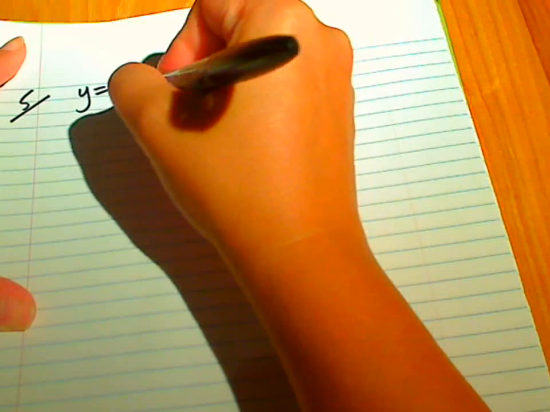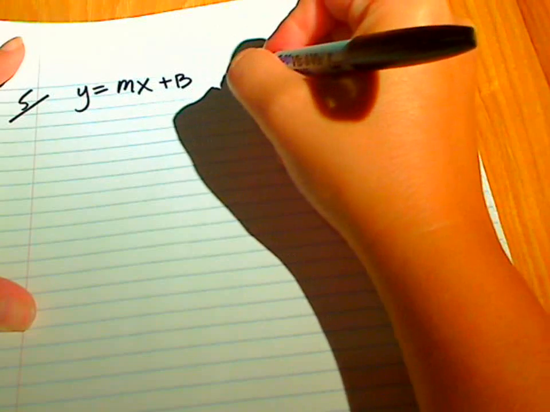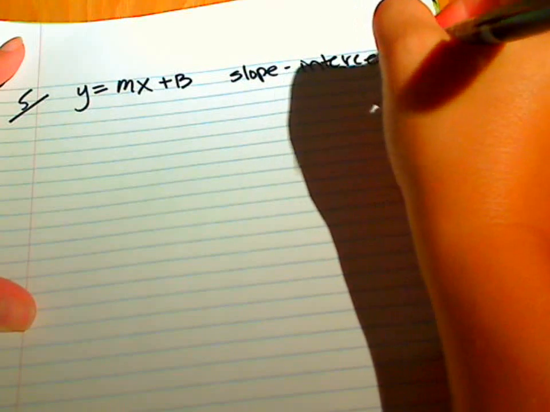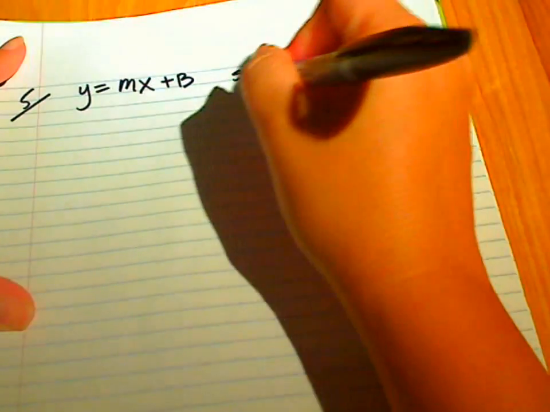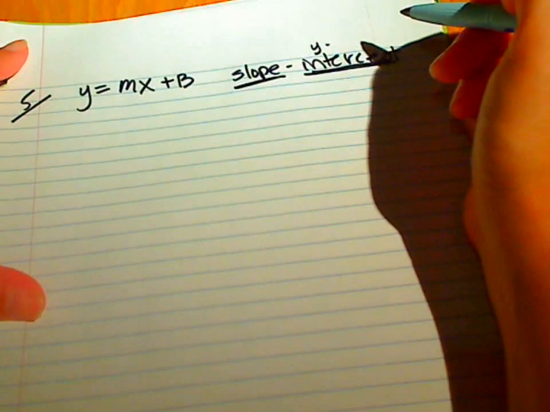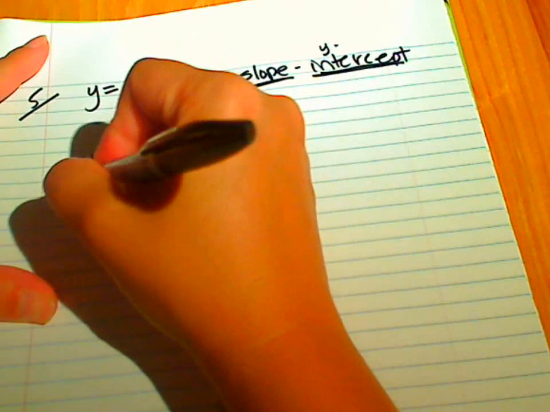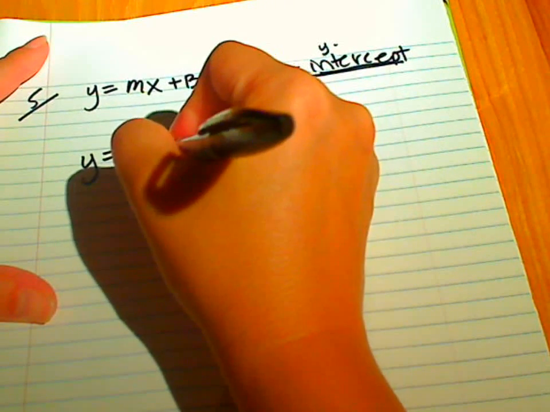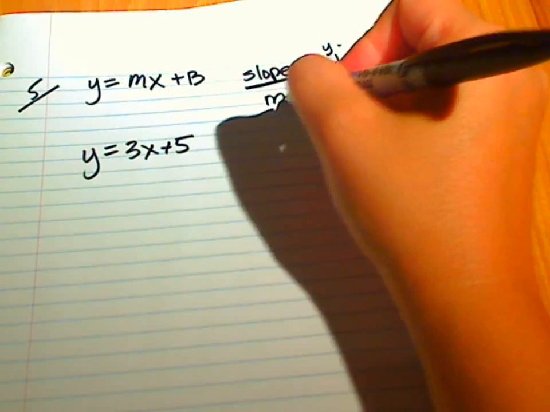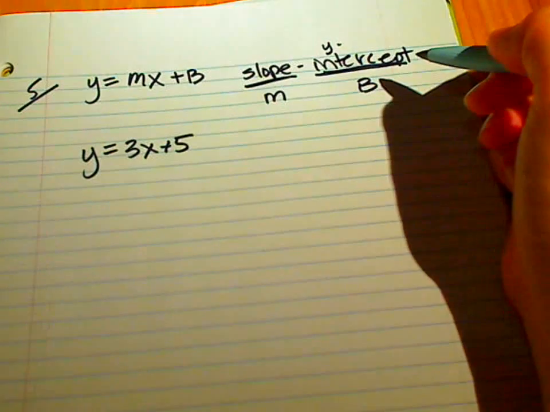Alright, for week 7, numbers 5 and 6, number 5 asks you to find the slope and y-intercept. There's a general equation they call y equals mx plus b. This is called slope-intercept form, because in this form you can figure out what the value is for the slope and what the value is for the y-intercept. So if I give you something like y equals 3x plus 5, well, the representation for slope is always the letter m, and the y-intercept is always the letter b.